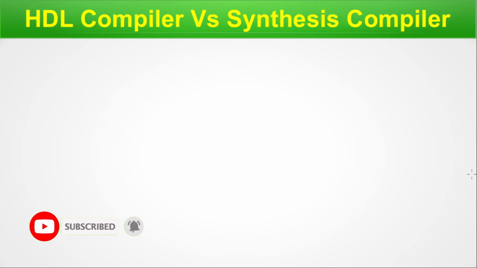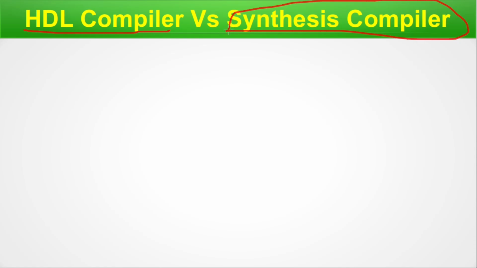HDL compiler versus synthesis compiler. These are 2 types of compilers, and in this series we will learn about the synthesis compiler, and in the Verilog episode we have shown you the HDL compiler. You have to be able to differentiate between the 2, and hence I am proceeding with this particular type of infographic. What is the difference between the HDL compiler and the synthesis compiler?